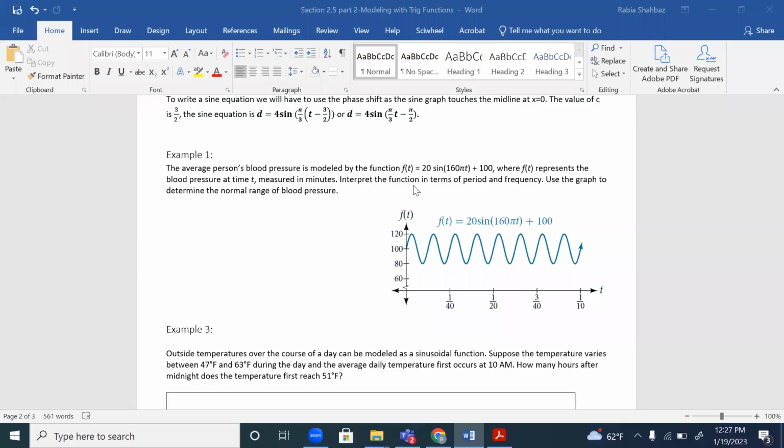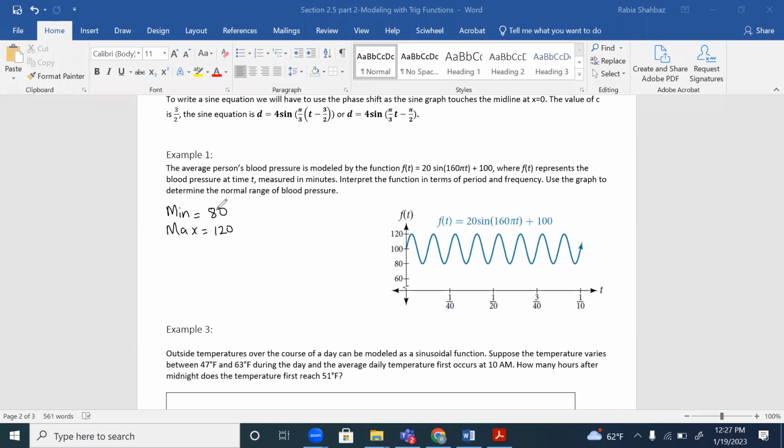So the question here has given us the equation and is asking us to do some interpretation of this function in terms of the period and frequency, and use it to determine the normal range. You can see that the normal range here is the minimum is 80 and maximum is 120. We call the maximum the systolic blood pressure and the minimum the diastolic blood pressure.